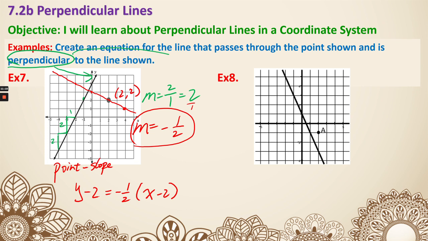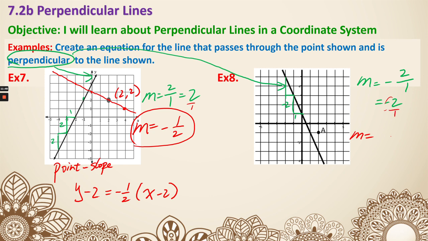Same idea, we're going to use the original line to find a slope. That slope is down 2 over 1, down 2 over 1. So negative 2 over 1, which is negative 2. But that is not my new slope. My new slope would be the opposite reciprocal. Since that's already negative, my new slope is going to be positive.